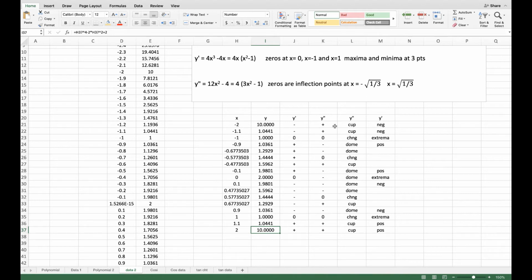And here we're looking at the values where y double prime is 0, and this is not correct. This is right there, and what I had done was I kind of screwed up. Oops. I don't know why. Oh, what am I doing here?